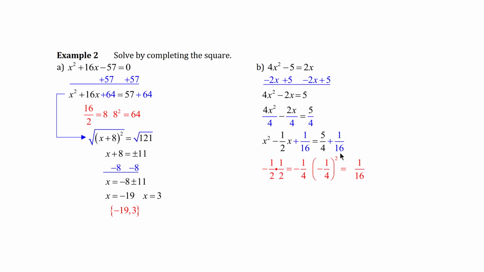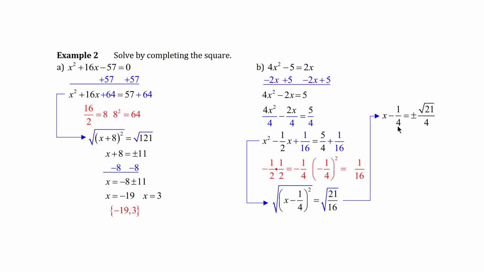For the next step, we need to express the perfect square trinomial as the square of a binomial, and then we also need to add 5 over 4 and the 1 over 16. The result is parentheses x minus 1 over 4 squared equals 21 over 16. From here, we need to solve for x by using the square root property, so we take the square root of both sides of the equation. So on the left-hand side, the square root of parentheses x minus 1 over 4 squared is just x minus 1 over 4. On the right-hand side, we could rewrite the square root of 21 over 16 as plus or minus the square root of 21 over 4.